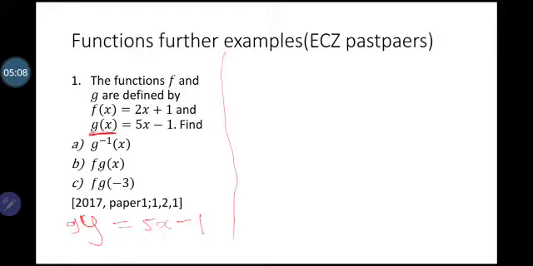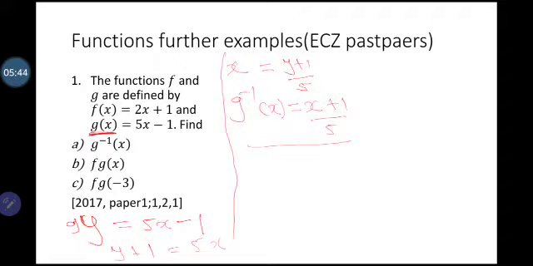So we leave what has an x this side, we bring the number this side. We're going to have y plus 1 is equal to 5x. We divide both sides by 5 so that we can have x remaining along this side. We're going to have x is equal to y plus 1 over 5. We replace x with g inverse of x is equal to, where there is y, we put x plus 1 over 5. So this is our g inverse of x.